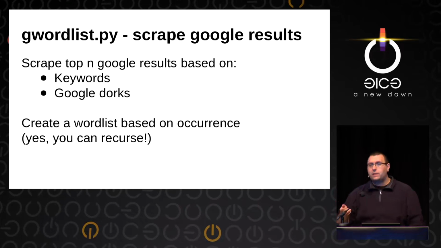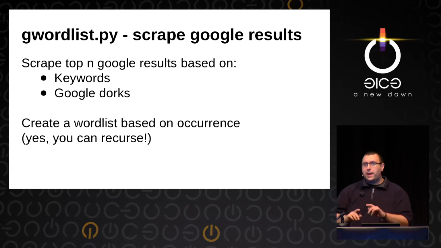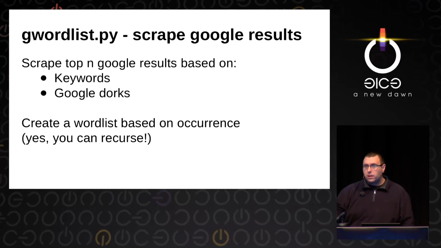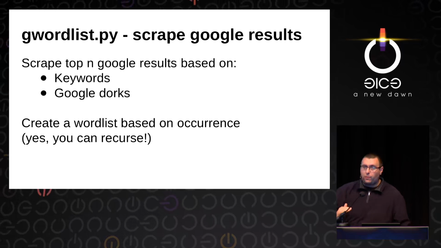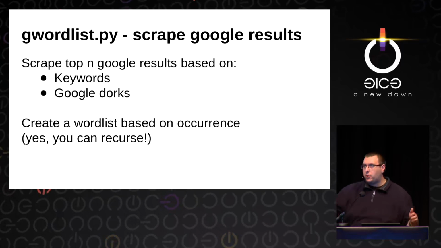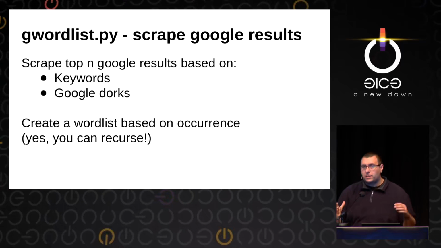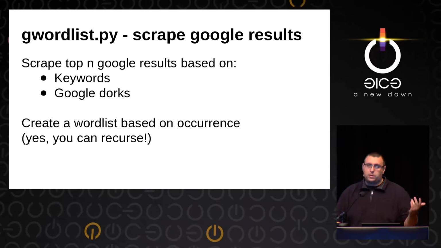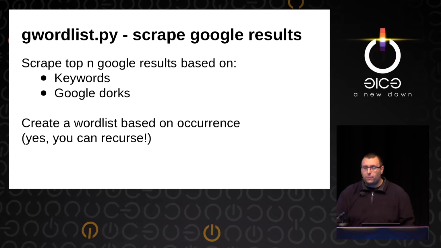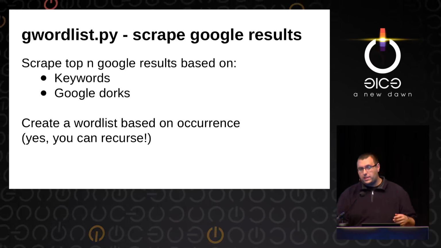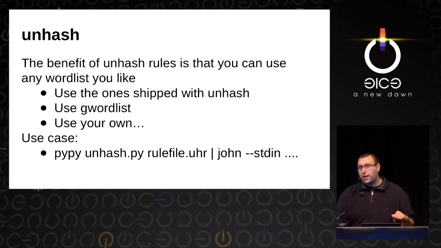For instance, you can write keywords and add site colon NL, and you can add multiple entries of keywords with site NL, and it will just scrape the top 100 sites, and you will get a word list that is only Dutch-based for those keywords. It works in UTF-8, so you won't have any problems. You can use the resultant word list from Gwordlist with the UNHash tool.